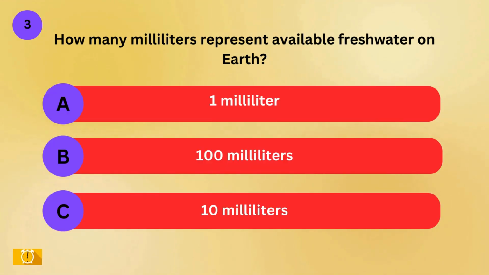How many milliliters represent available fresh water on earth? 1 milliliter, 100 milliliters, 10 milliliters.